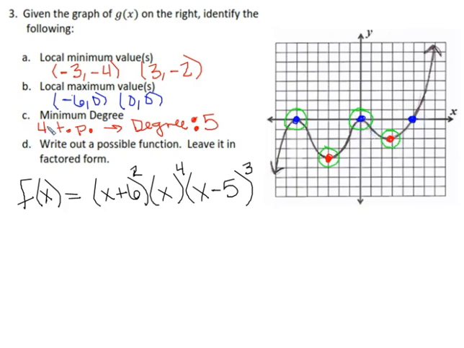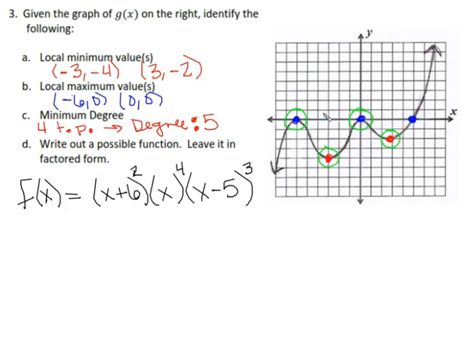Same things going on in these two cases. So if we have 4 turning points in this particular graph, that means our minimum degree is 1 more than the number of turning points. So we would have at least a degree of 5. We could have 6, we could have 7, we could have 100, okay? But at least our minimum degree is 5 in this case.